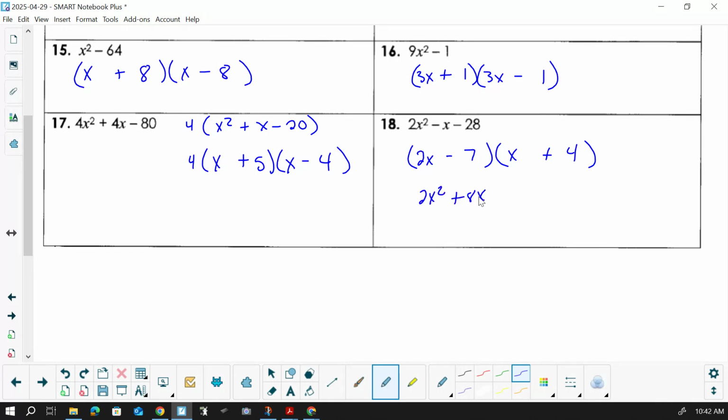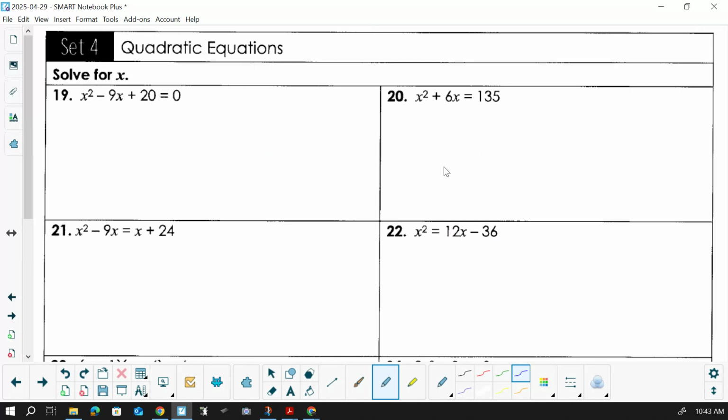plus 8x minus 7x. Ooh, that's closer, right? Minus 28. But this becomes a positive 1. It should be a negative 1. So the way to fix that, let's just try. Let's go back here. Let's make this the positive, and we'll make this one. Actually, let me just undo. Let's make this one the positive, this one the negative. Now let's try it. 2x times x, 2x squared, minus 8x, plus 7x, minus 28. Okay, so that works.